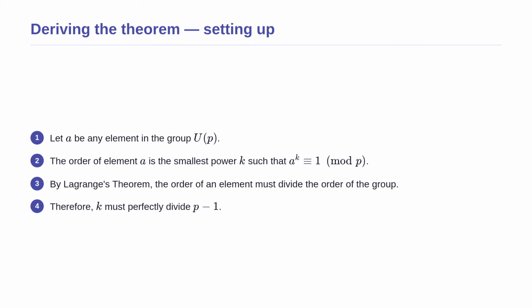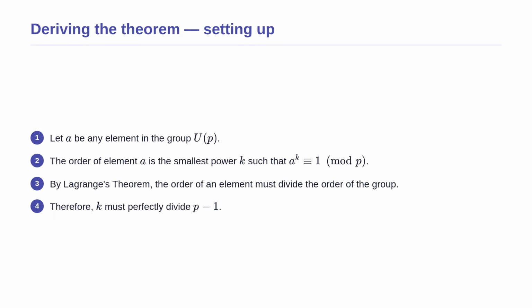Let us begin the formal proof of Fermat's little theorem. We start by picking any element A from our group of units. In group theory, the order of an element is defined as the smallest power you must raise it to in order to get the identity element, which is 1 in this case. Let us call the order of our element A by the letter k. This means A to the power of k is congruent to 1.